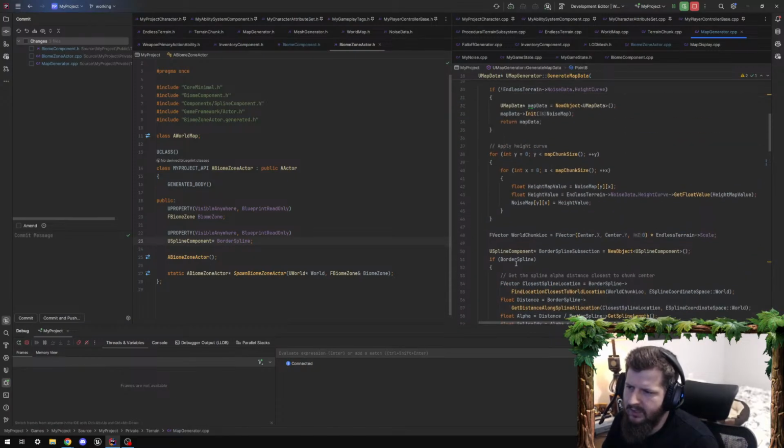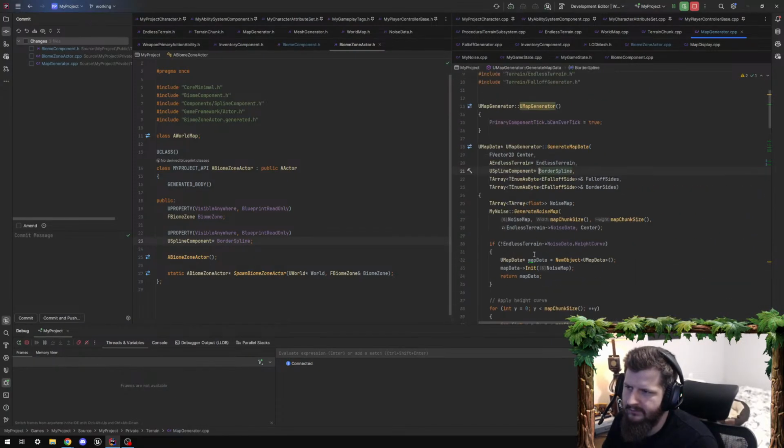Where am I getting this spline? If border spline, where is this coming from? Okay, so I'm passing it all the way in. Do I need to do that?